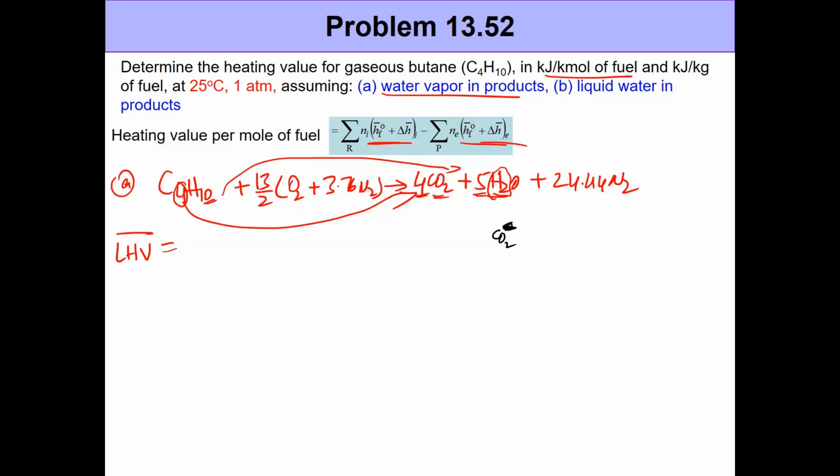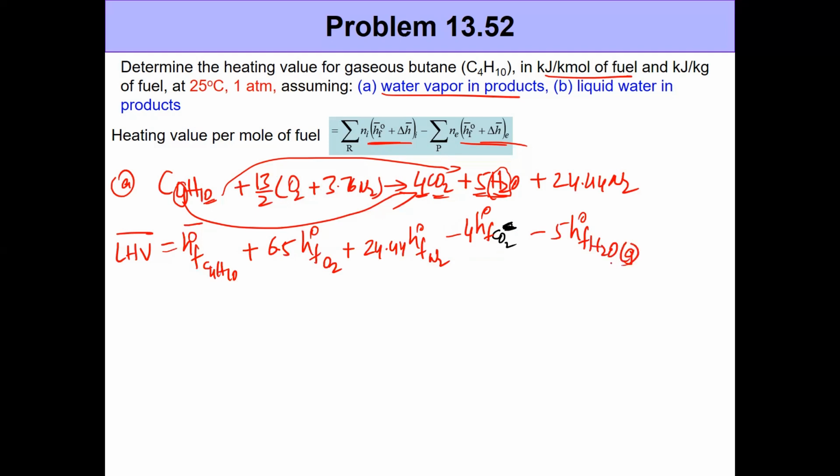Okay. So what are the reactants? Well, we have the fuel, of course, 1 mole of fuel times the enthalpy of formation of the fuel. So HF naught for C4H10, plus, well, we could just write the other reactants as well, 6.5 times HF naught for O2 plus 24.44 HF naught for nitrogen, minus, now that's all the reactant side. Now we're moving on to the product side, minus 4 HF naught CO2 minus 5 HF naught H2O.